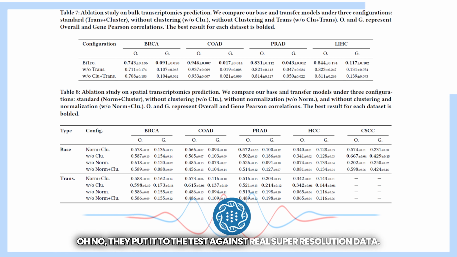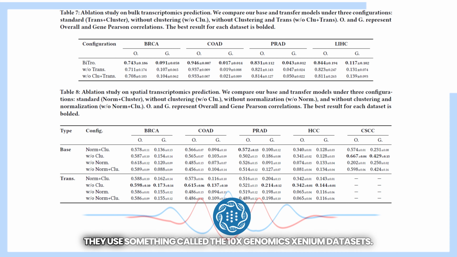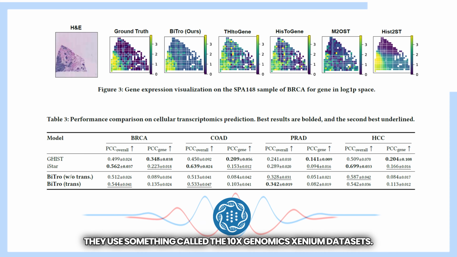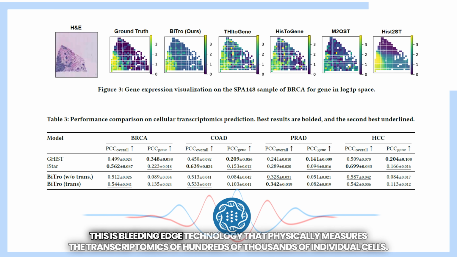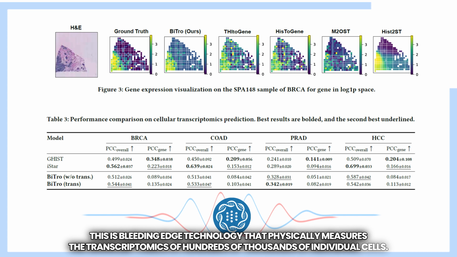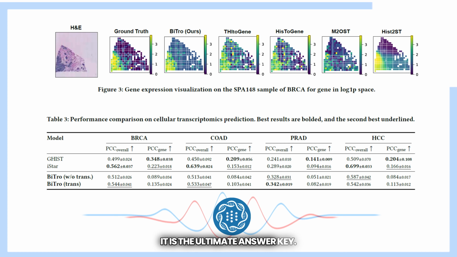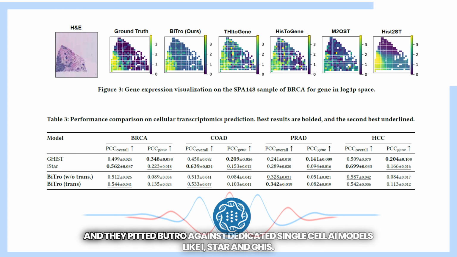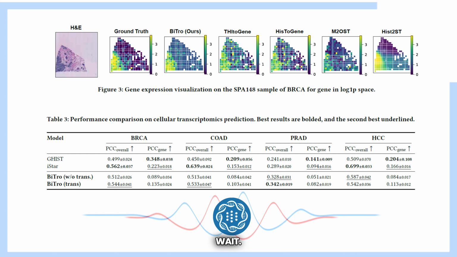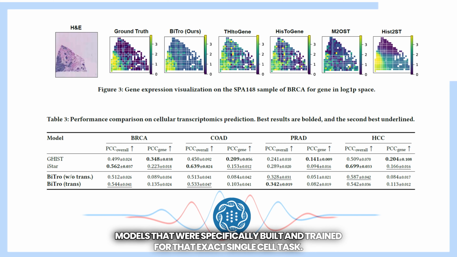Oh, no, they put it to the test against real super-resolution data. They use something called the 10x Genomics Xenium datasets. What? This is bleeding-edge technology that physically measures the transcriptomics of hundreds of thousands of individual cells. It is the ultimate answer key. And they pitted BiTro against dedicated single-cell AI models like iStar and GHIST. Wait, models that were specifically built and trained for that exact single-cell task.